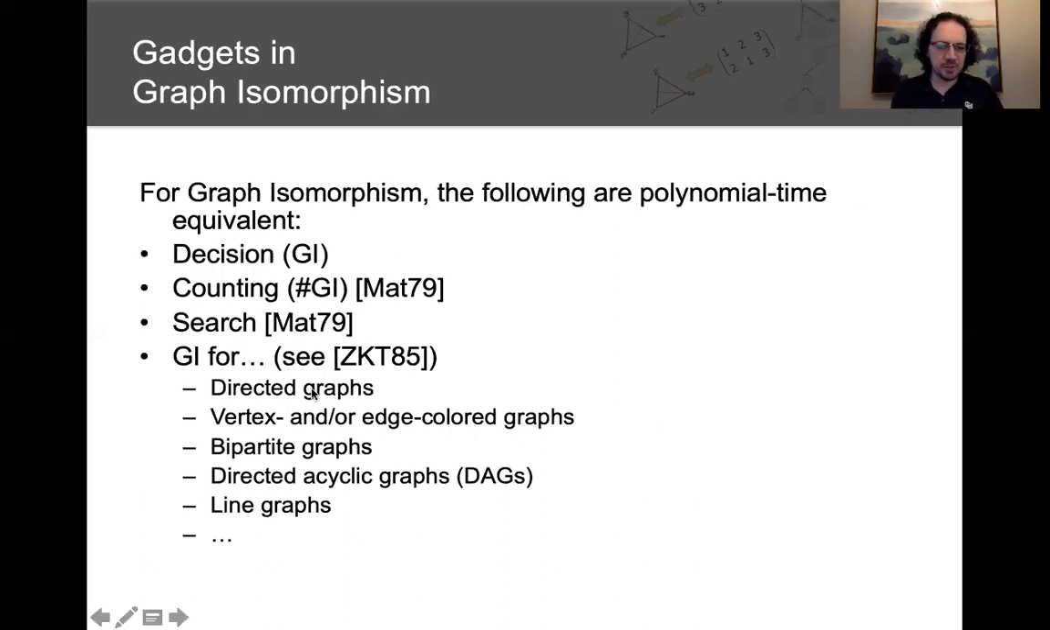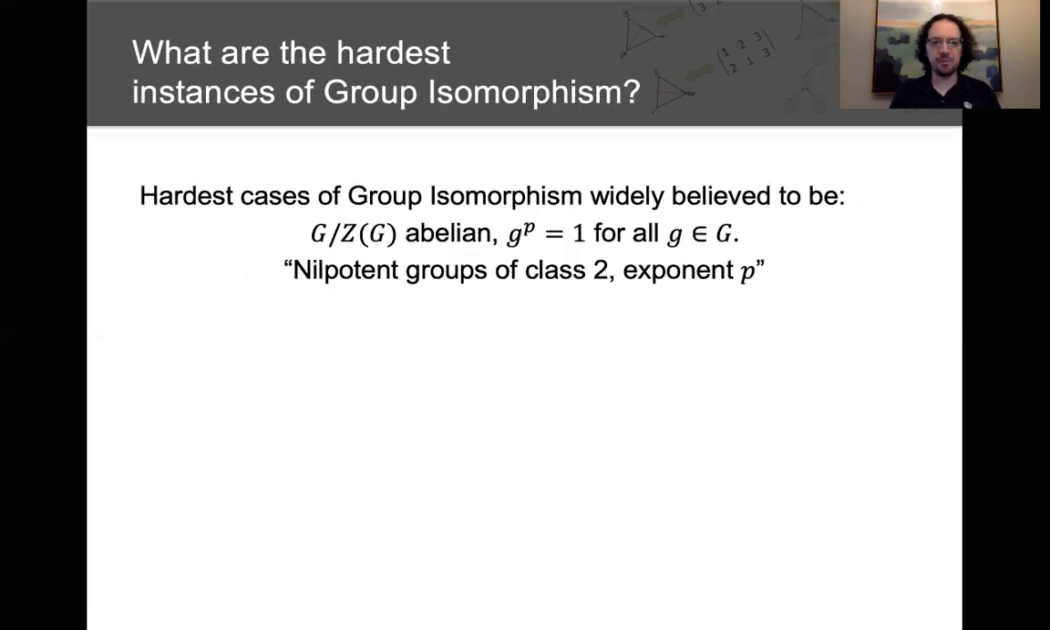The other set of results that we get here from gadgets is reductions between different classes of graphs. And here the gadgets are slightly different, but again, they all take advantage of the flexibility in graphs. And so you could ask the same in group isomorphism. Are there classes of groups where the isomorphism problem in that restricted class is as hard as the general isomorphism problem? Which brings us to the question of what are the hardest instances of group isomorphism?